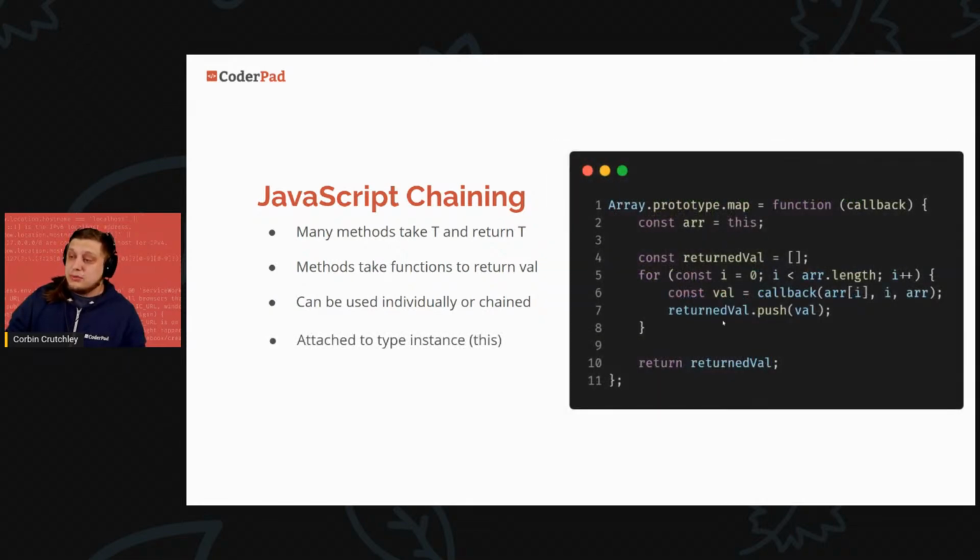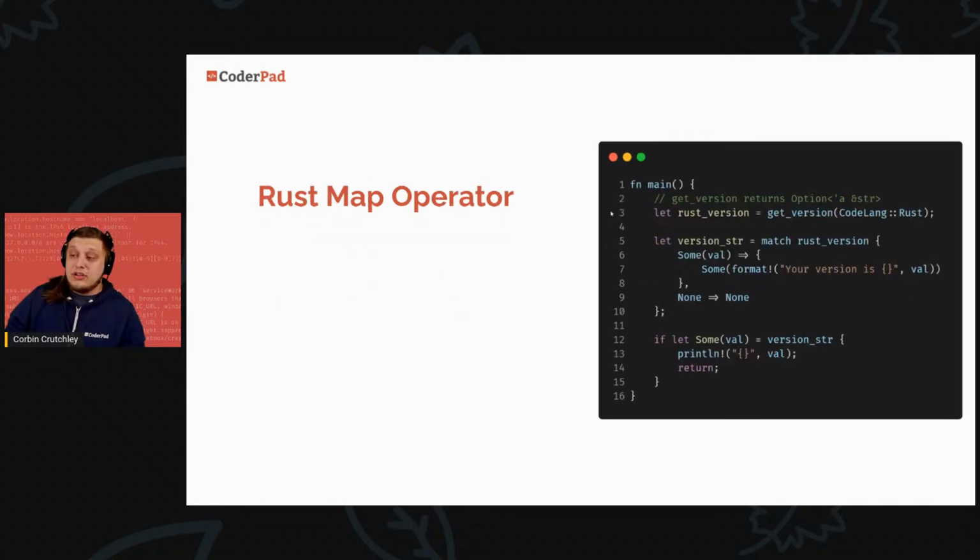And then you can do a simple for loop. You can use that function. And then when you call that function with those values, you're able to push it and return it. That's how a basic prototype map would work in JavaScript, right? Rust is very similar. So Rust has the options API, right? So get version still returns Option String.